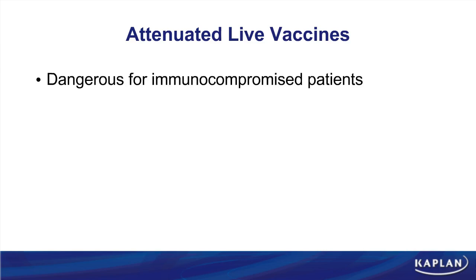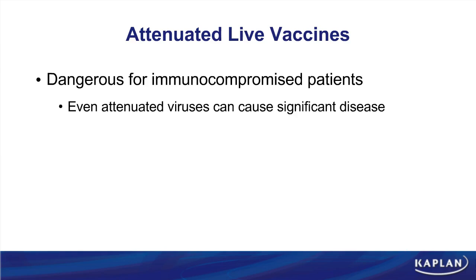Now, even though these live vaccines are the best vaccines at giving us immunity, they are dangerous for certain individuals, and we consider them dangerous really for immune-compromised patients. So in these individuals, even viruses that are attenuated can cause disease, and therefore, on Step 1, which does vary a little bit from reality, and I'll discuss that in a minute, we are not going to give a live attenuated virus to anyone that's immune compromised.